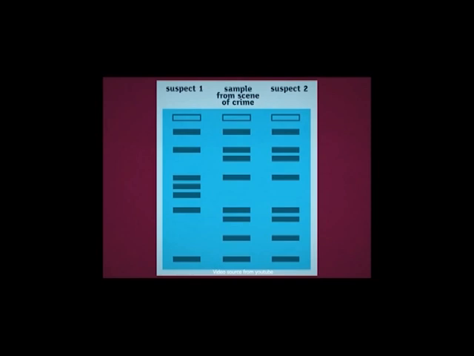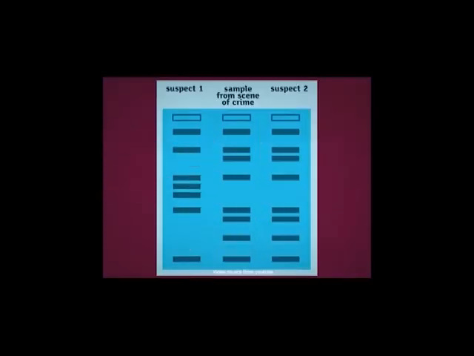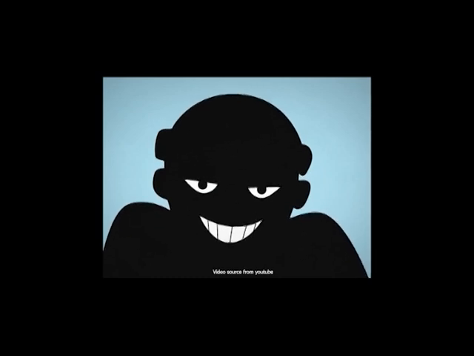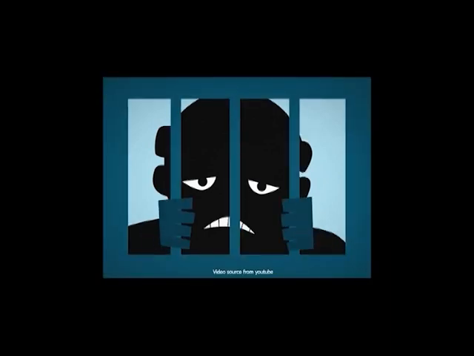A pattern of bands is produced. This can be compared with the patterns of DNA from possible suspects. The enzymes cut different people's DNA in different places, producing a different set of fragments. The different sets of DNA fragments will produce different patterns of bands when separated on a gel. Each person has unique DNA, which will produce a unique pattern that can be used to identify them. If two patterns match, the samples are from the same person.